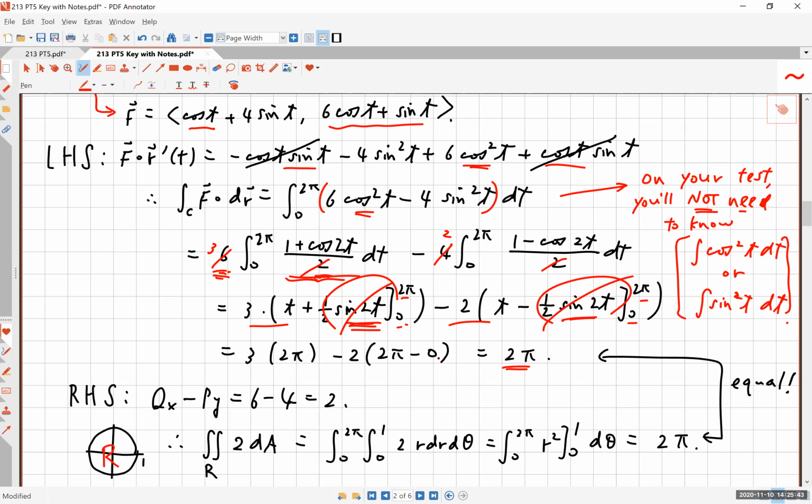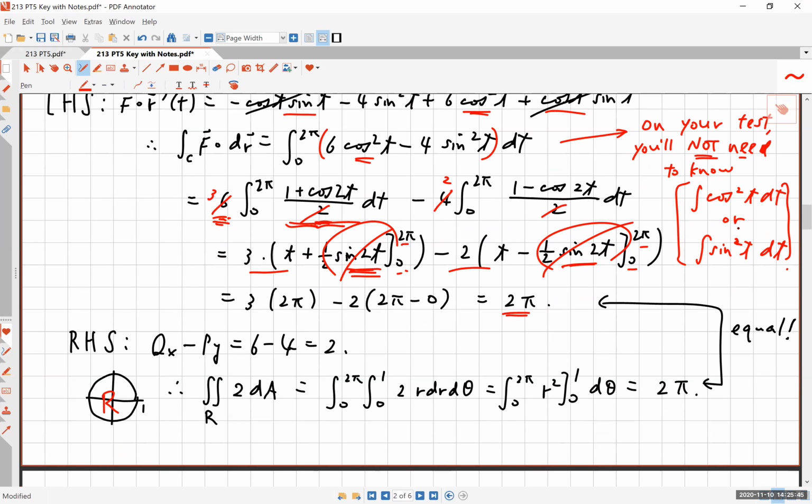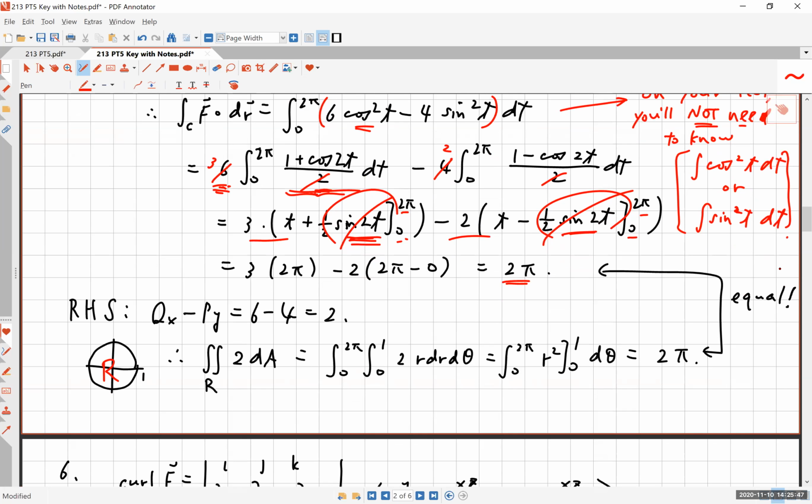So this part is not so difficult. The right-hand side is much easier because you already calculated that Qx minus Py is 2. So this is basically twice the area of the circle. That's 2 times the area of the unit circle, which is pi. So it's 2 pi, right? And they are equal to each other. And thus, we have just verified that Green's theorem is true for this specific situation.